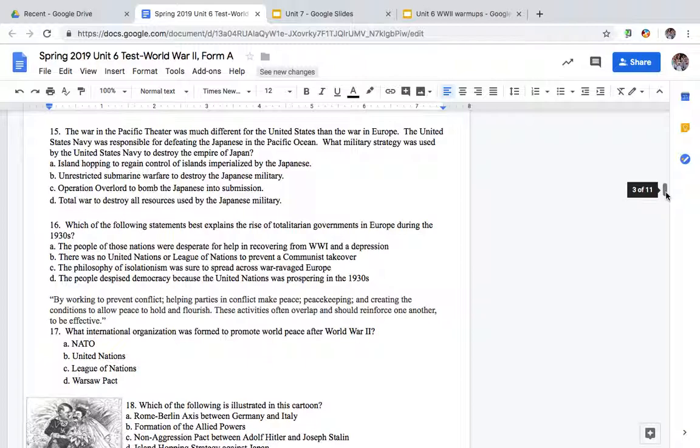Number 16. Which of the following statements best explains the rise of totalitarian governments in Europe during the 1930s? A. The people of those nations were desperate for help in recovering from World War I and a depression. B. There was no United Nations or League of Nations to prevent a communist takeover. C. The philosophy of isolationism was sure to spread across the war-ravaged Europe. D. The people despised democracy because the United Nations was prospering in the 1930s.